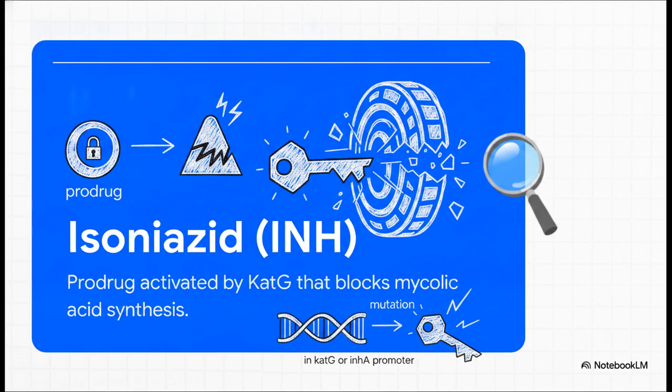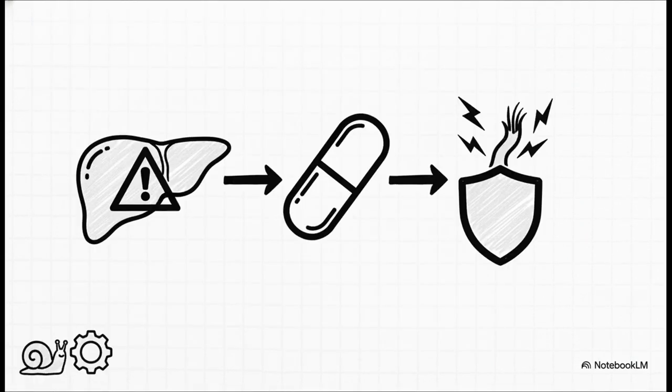Once it's activated by that KatG gene, it goes to work aggressively blocking mycolic acid synthesis, basically ripping apart the mycobacterial cell wall. But if the bacteria happen to mutate that KatG gene or the inhA promoter, isoniazid becomes totally useless. But that efficacy comes at a steep price.